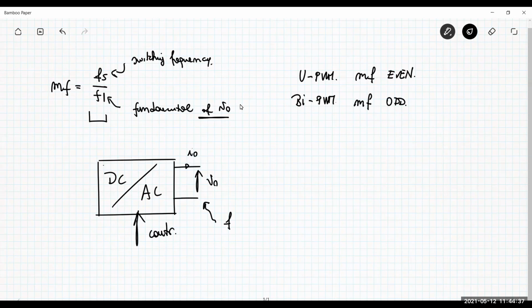For example, F1, the frequency of the fundamental component of V naught, is changeable, depending on the characteristic I want to obtain at the output that is more suitable for driving my motor. What happens when I change F1? If I change F1, in order to get an integer number, of course, I have to change also the switching frequency, in order to get the ratio always an integer number.